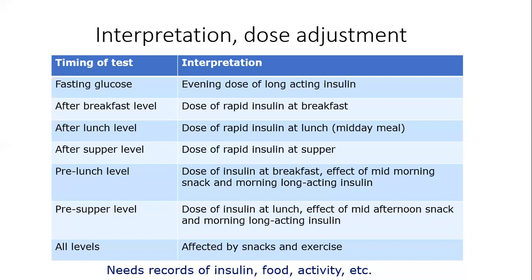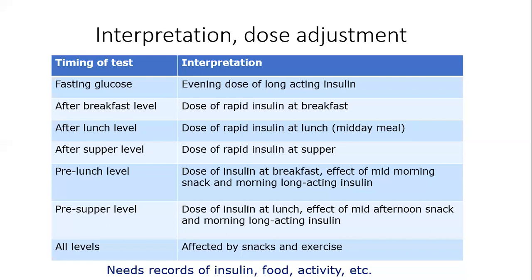So if the blood sugar is high before lunch, then you're looking at what snack the patient took. That usually is the one that tends to raise the blood sugar at that time. And if there was no snack, or the snack is not large, then you're looking at your dose of long-acting insulin and the dose of what you give in the morning, especially if in the morning you're giving regular insulin. Pre-supper will be the same.